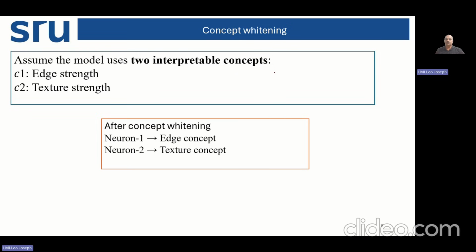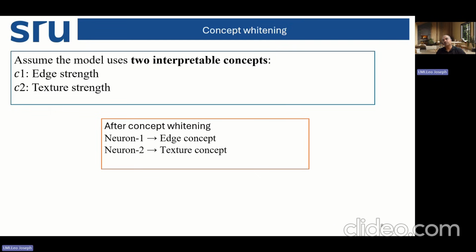So C1 is one concept used for defining edge strength. C2 is another one, responsible for the edge concept, and neuron 2 is responsible for the texture concept. This is what we are trying to tell. If there are five different concepts, we have to define five neurons. After concept whitening, neuron 1 will learn some label, neuron 2 will learn some label, neuron 3, neuron 4, neuron 5. Like that, we can define the concepts. That is the advantage of concept whitening.